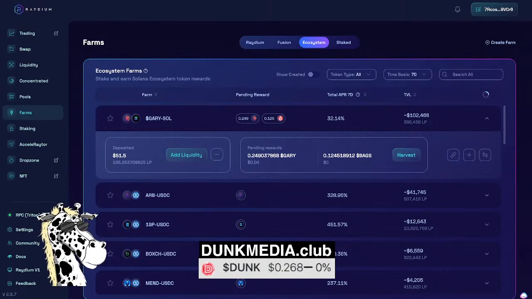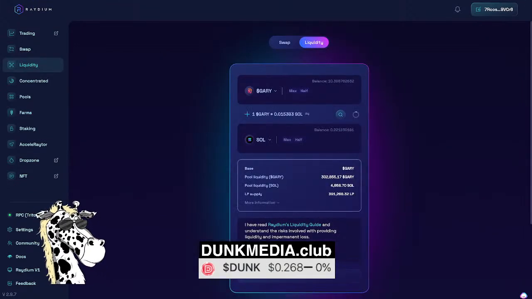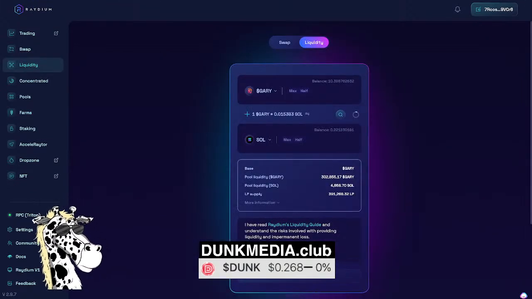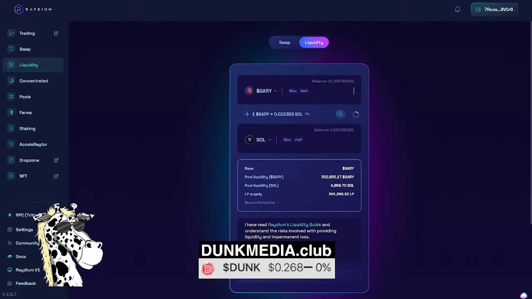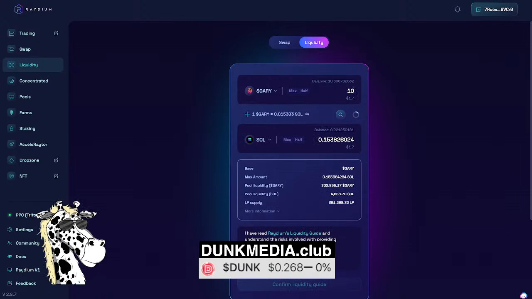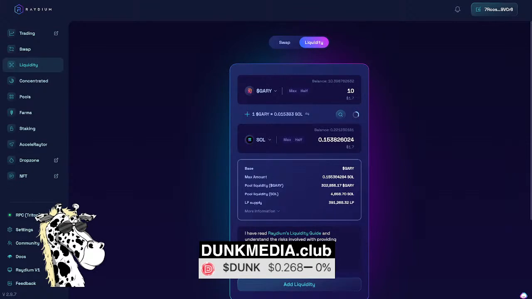So I'm just going to hit add liquidity. And remember I said that I wanted to add in 10 Gary. I'm not going to worry about the amount that I've claimed from the liquidity pool until it hits a full Gary. So I'm just going to do 10 Gary. Right now that's about $1.70 in Gary, and then it's going to match that as $1.70 in Solana. So I'm going to hit confirm, and make sure that you've read their liquidity guide and done all your research and know what it is. Then I'm going to hit add liquidity.